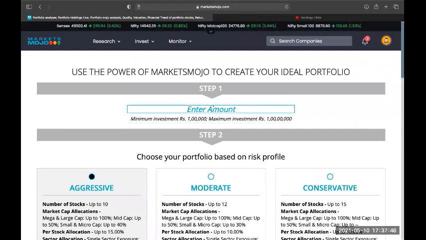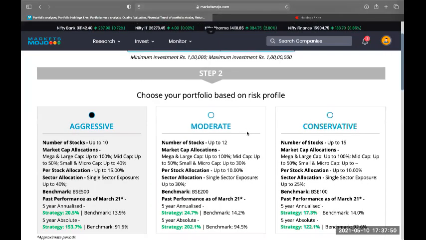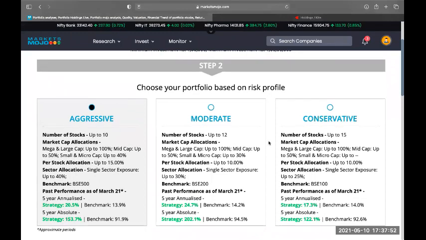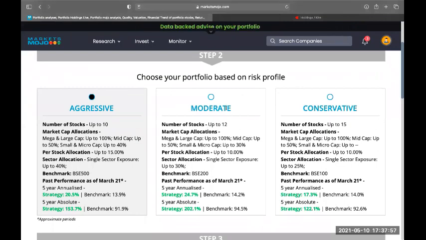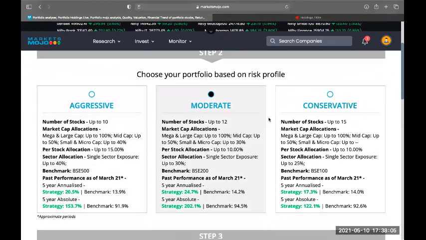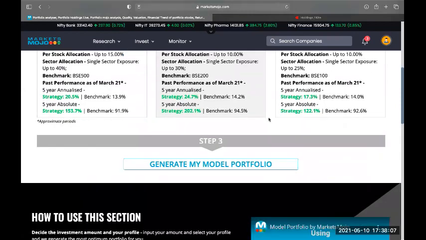Here you can enter the amount. Say your capital is a bare minimum of 1 lakh rupees. You enter that. You have 3 options. You have an aggressive portfolio of 10 stocks, a moderate portfolio of 12 stocks, and a conservative portfolio of 15 stocks. My suggestion is to go with moderate or conservative based on your risk appetite. Select moderate and then click on generate my model portfolio.